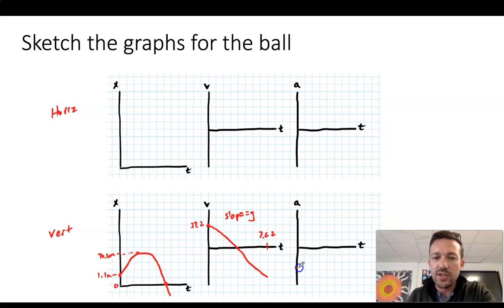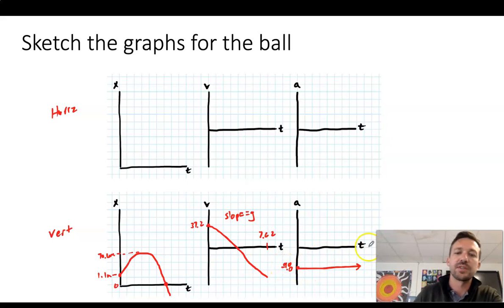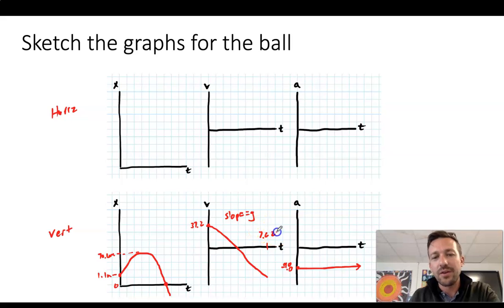And then your acceleration time graph should be pretty simple. It's just a flat line because it is gravity, right? So it's negative 9.8 meters per second squared. Okay, and then don't forget your units on all these. I'm just kind of going through it a little fast here, so I'm not putting them all everywhere.